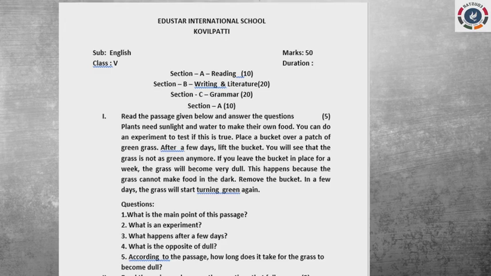So what is the opposite of dull? Bright. How long does it take? A few days. In a few days itself the grass becomes brown, isn't it? Yeah. Likewise, you have to read the passage and answer the questions.